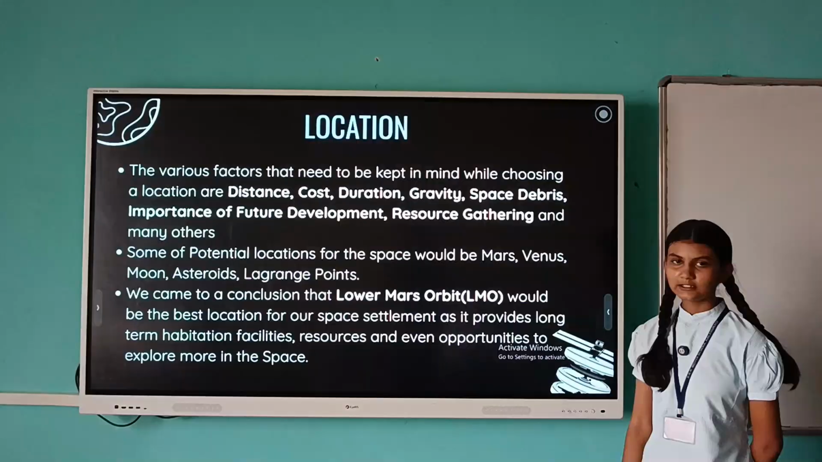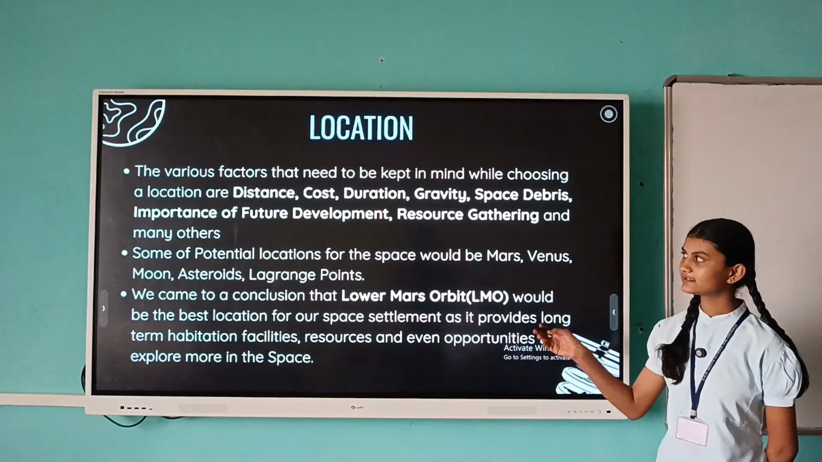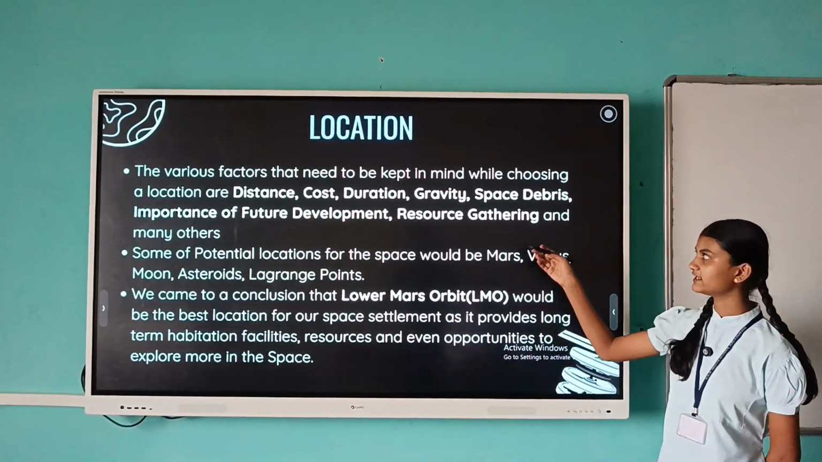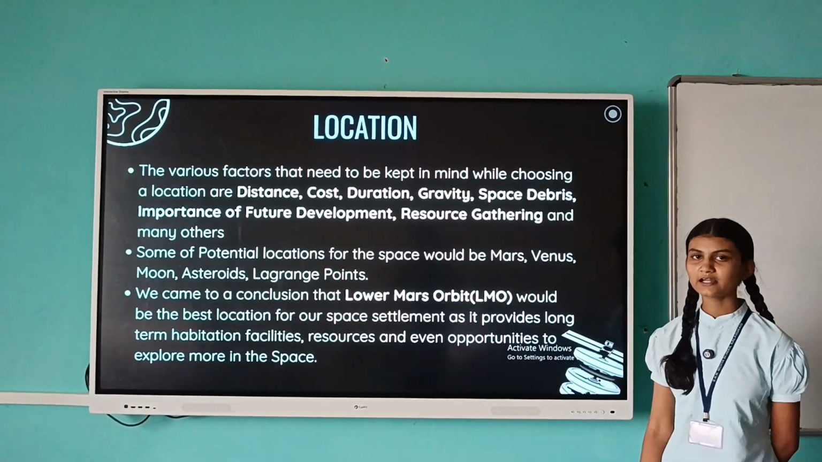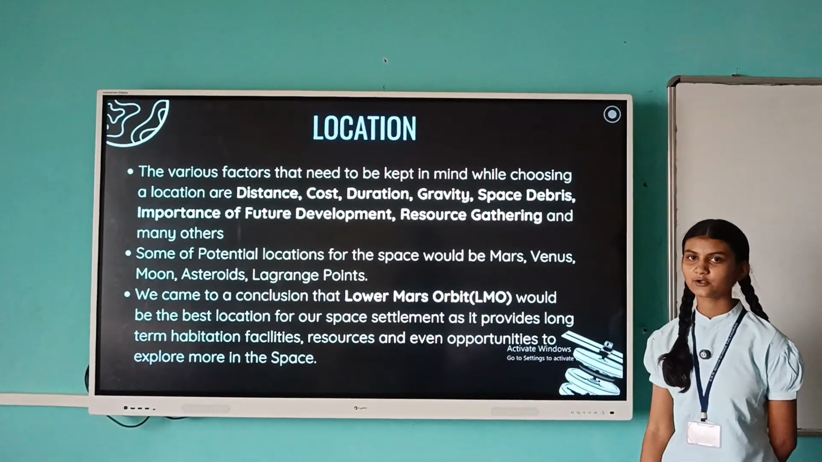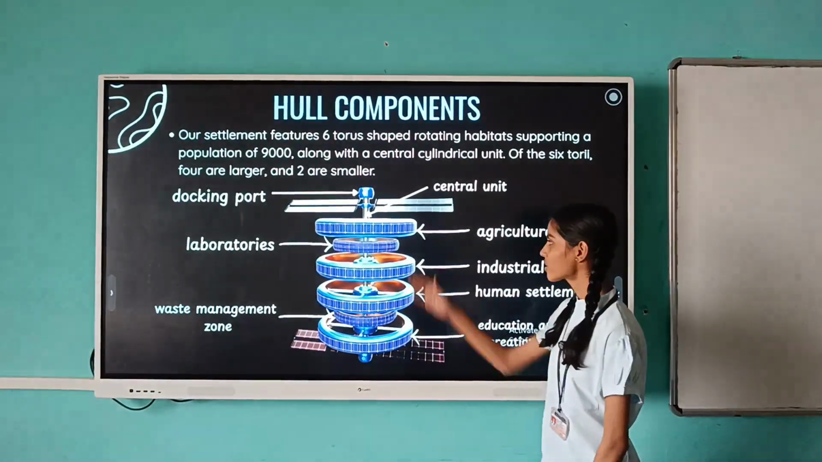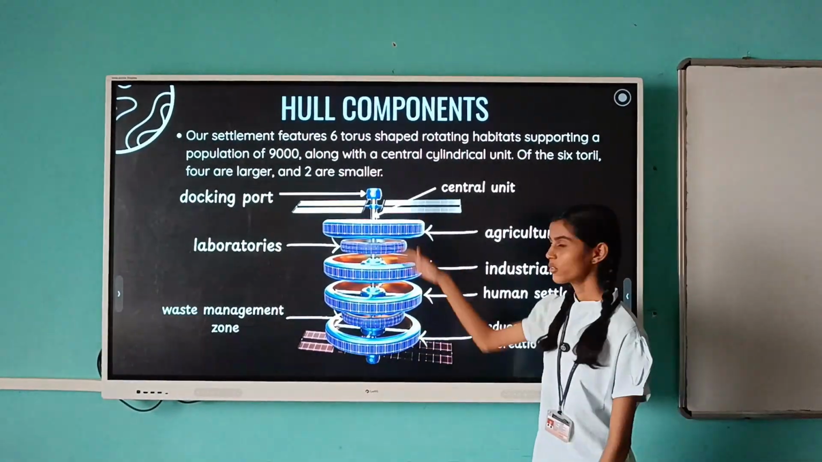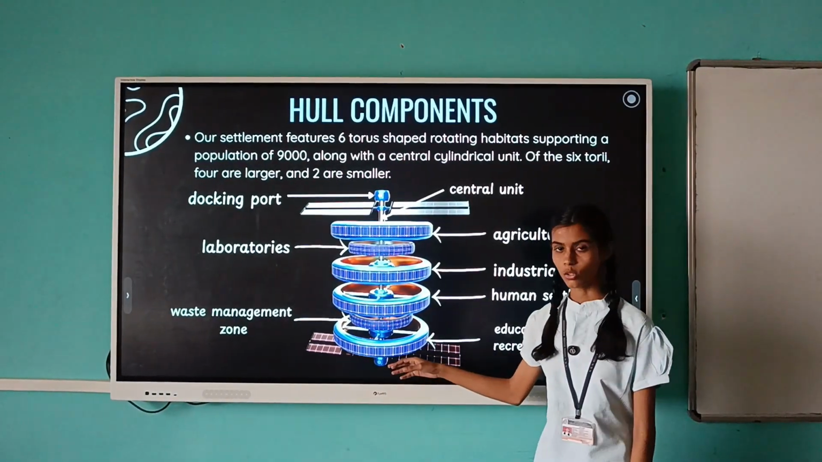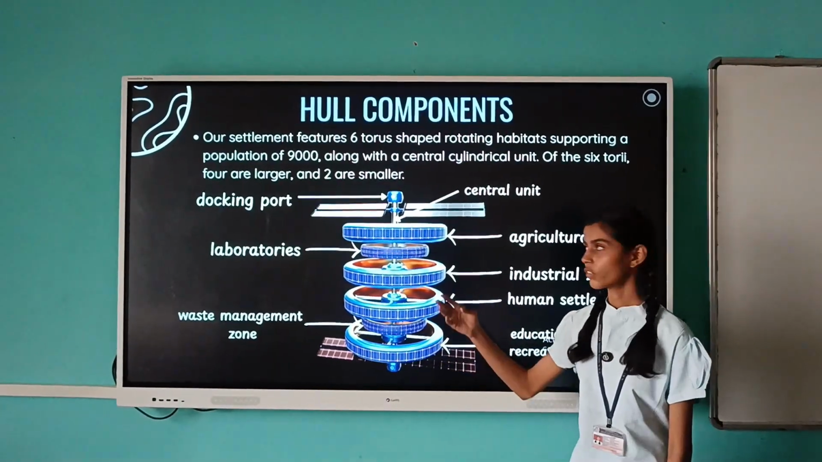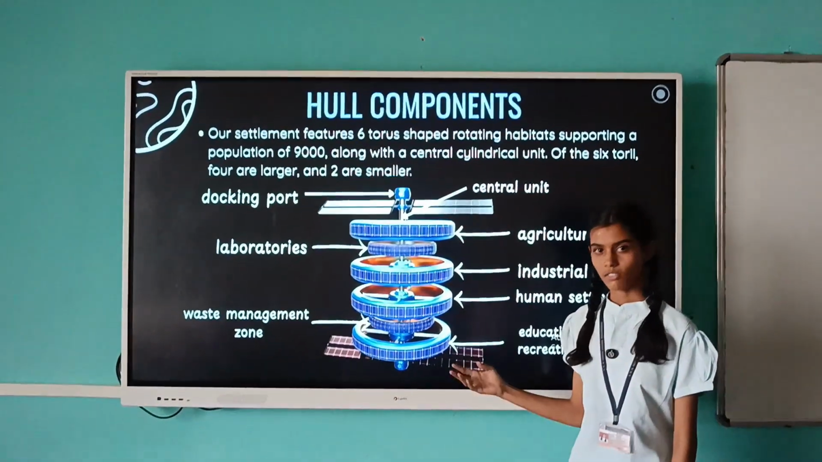Location. Keeping in mind factors like distance, cost, duration, gravity, space debris, and many others, we concluded that lower Mars orbit would be the best location as it provides long-term habitation facilities. Our colony features 6 torus-shaped rotating habitats and a central cylindrical unit. The topmost and bottommost sections serve as docking ports, which are divided into 3 sections: one for cargo, one for passengers, and the other for emergency evacuation.